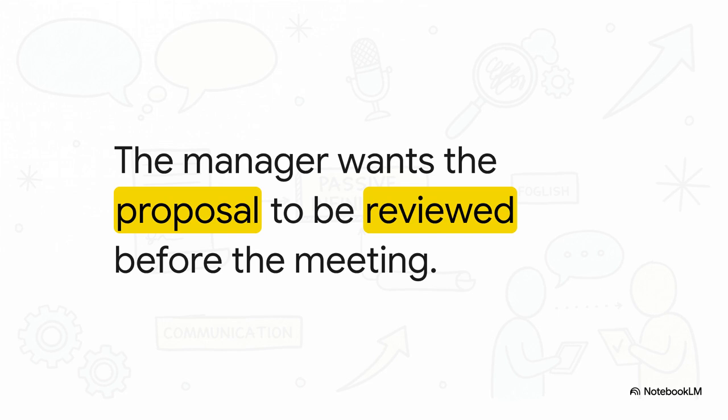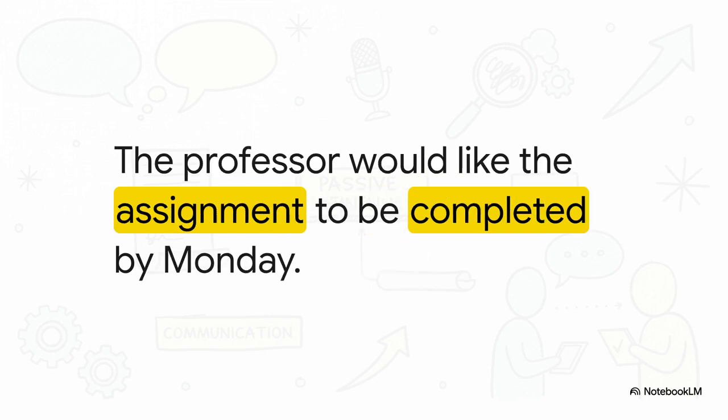Let's showcase what this looks like completely out in the wild. The manager wants the proposal to be reviewed before the meeting. This is a top-tier business English example. Notice how much more authoritative it sounds than saying, the manager wants the team to review the proposal. It takes the pressure off the specific team members and places all the importance right where it belongs, on the proposal itself and that impending deadline. It's just so polished.